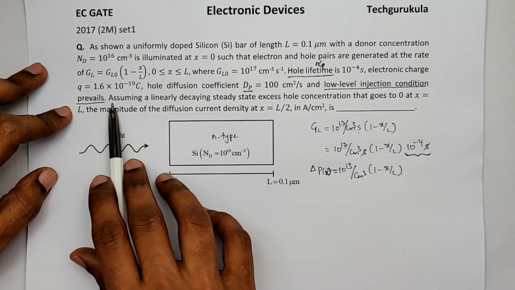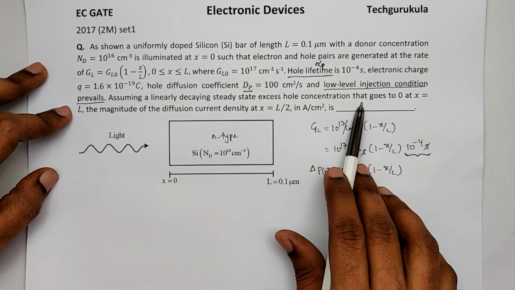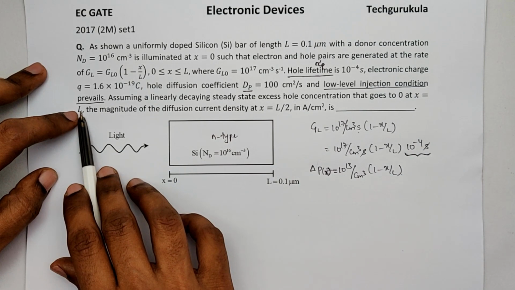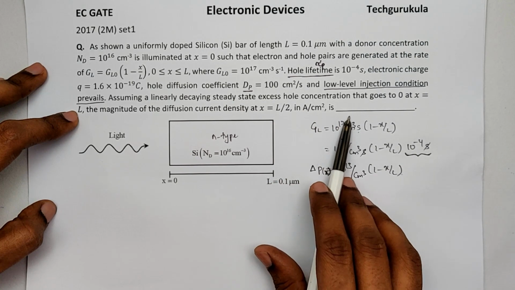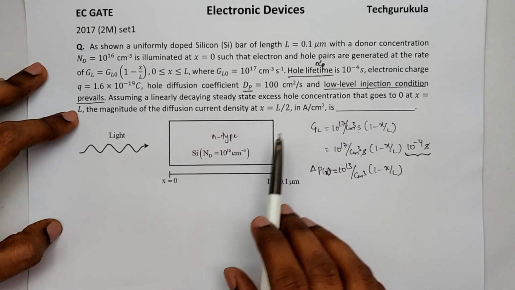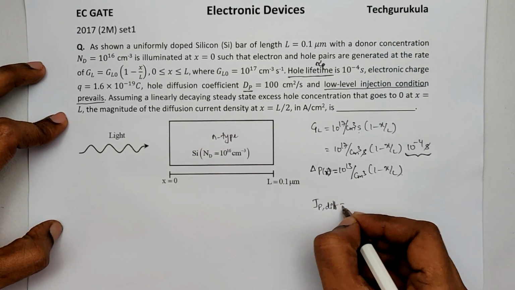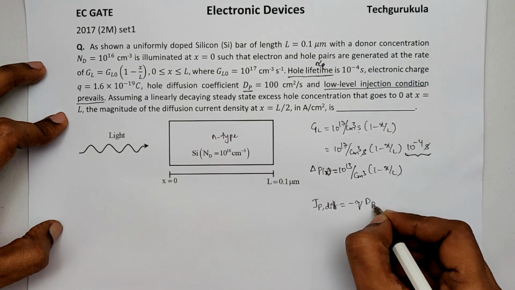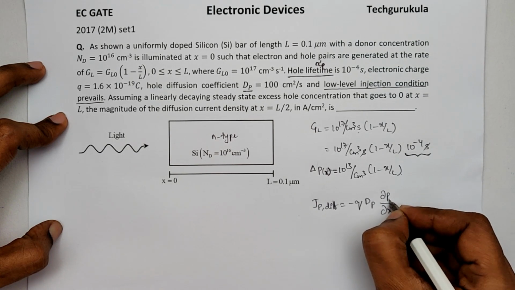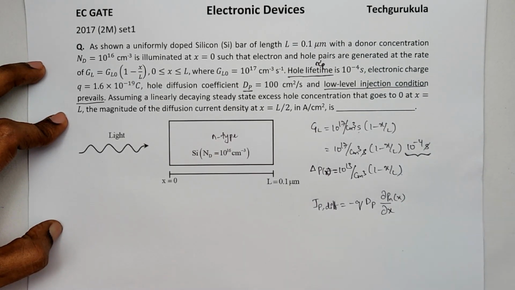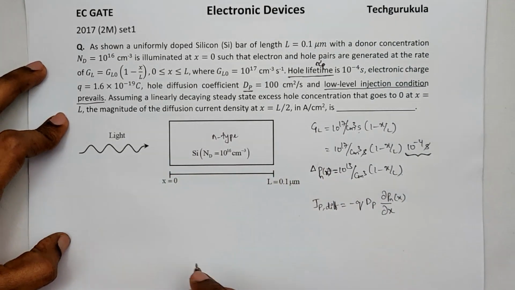Now coming to the continuation of the question, assuming a linearly decaying steady state excess hole concentration that goes to 0 at x equal to L, the magnitude of the diffusion current density at x equal to L by 2 in ampere per centimeter square is dash. Now, to find the diffusion current, first of all, of course, for holes, Jp diffusion, we know the formula, which is given by minus q Dp, partial differentiation of p with respect to x, assuming that pn, because this is n-type semiconductor, of x. Now, let's find what is the hole concentration throughout this semiconductor.